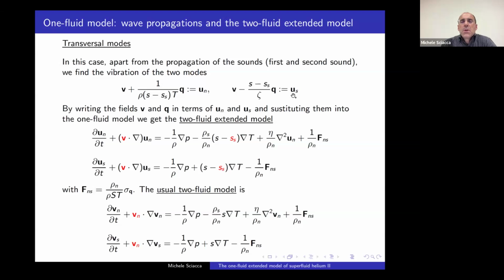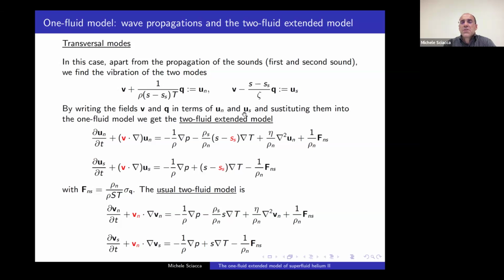as UN, the second one we define as US. Essentially, these two modes are related to the classical two-fluid model, because the first mode particularly is the one that carried the entropy and the viscosity of the superfluid helium. The other one instead is the opposite, like happens in the two-fluid model.